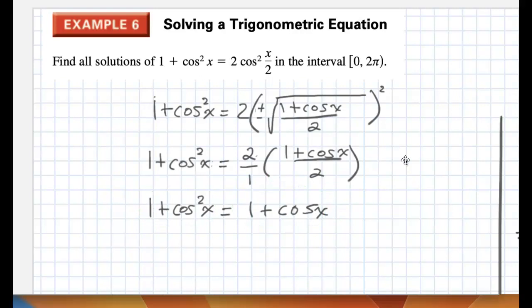Now we're into a more fundamentally straightforward situation. We have to consider, how am I going to solve this trig equation? I have cosine x's in both spots. One of them is quadratic. I've got the number 1 on both sides. What would you do next? What would your strategy be next?